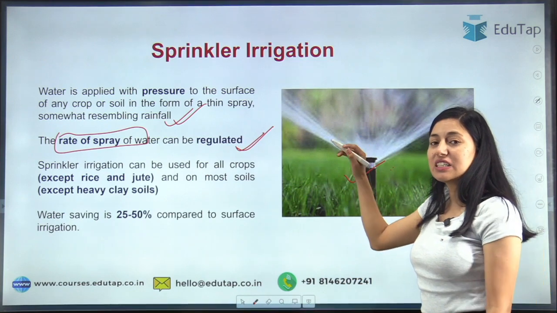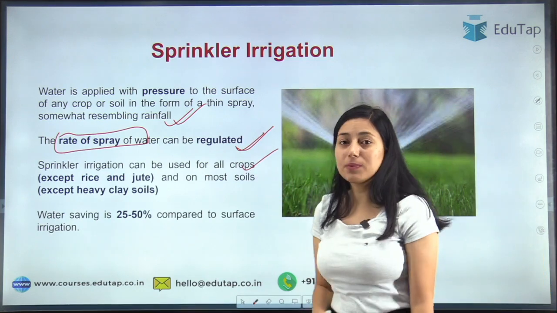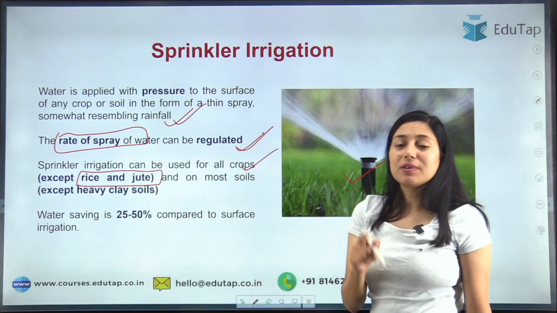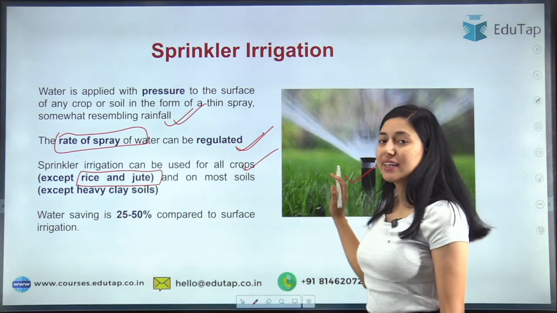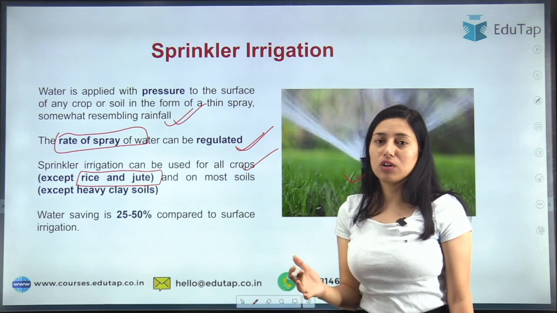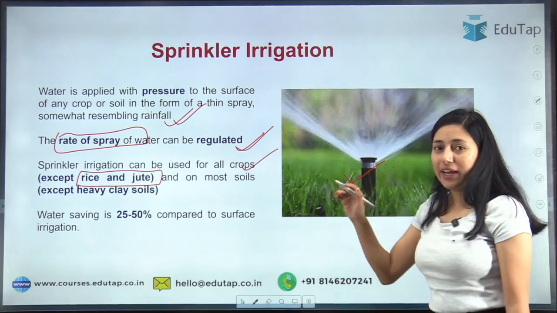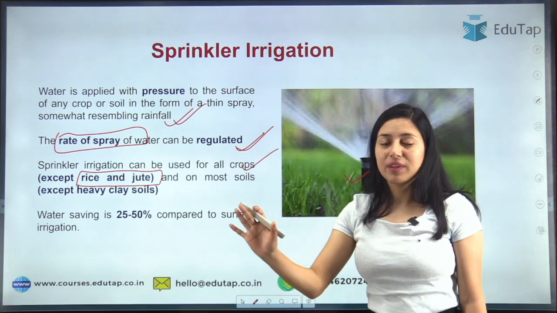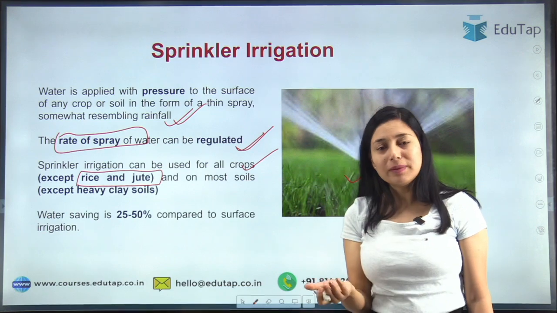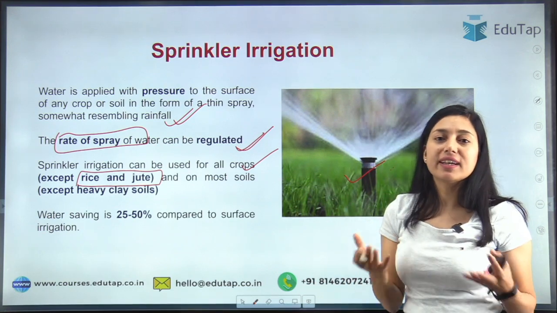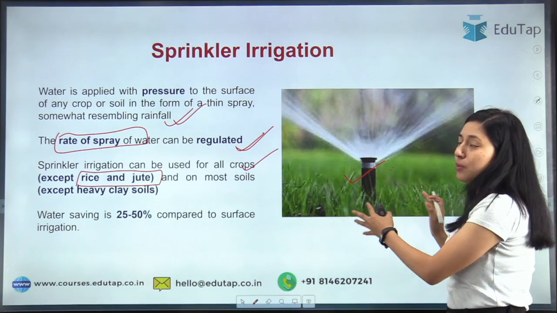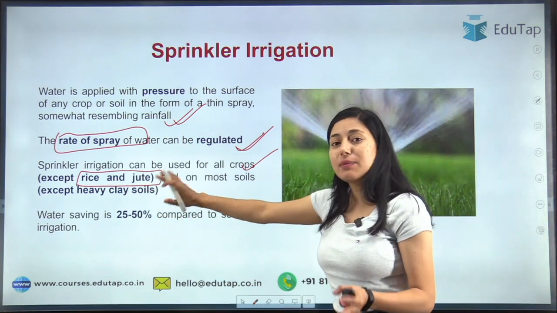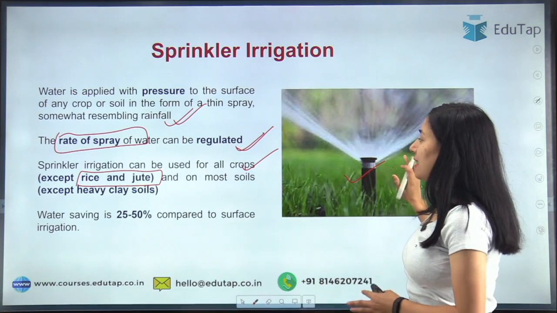Sprinkler irrigation can be used in all crops except rice and jute. Students, you must remember that except rice and jute, you can use sprinkler irrigation in almost all crops. Why not in rice and jute? Because in rice and jute, the water requirement is high, and in rice you need a flooding condition. That type of irrigation cannot be provided by a sprinkler.